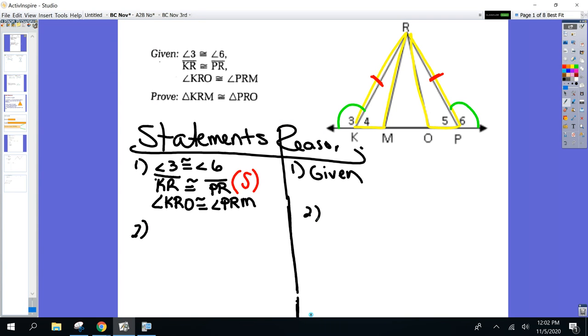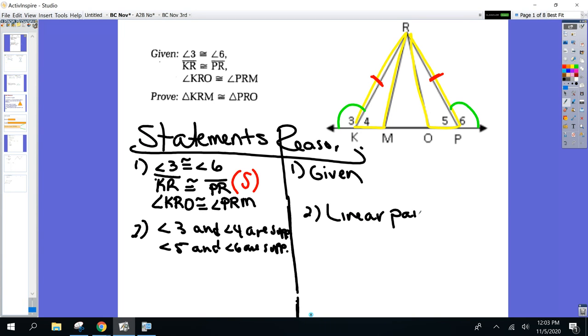Here's what you needed. And this didn't have to go first. It could have gone later in the proof somewhere, but 3 and 4 are supplementary. Same thing with angle 5 and angle 6 are supplementary. Why were they supplementary? Don't make up a new reason, please. Every single reason I'm about to write down is something we have talked about in past units. This one, why are they supplementary? Because they're linear pairs. Linear pairs are supplementary. Okay? Everybody good?